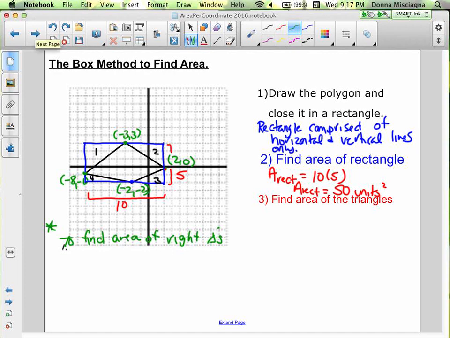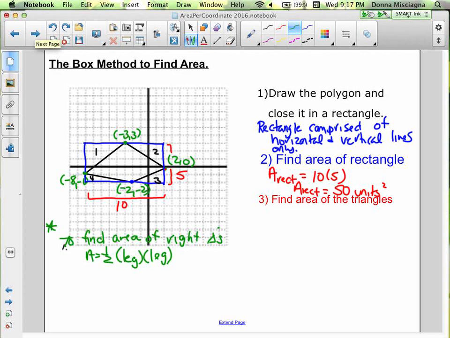Easiest triangle of all. It's going to be the area equals 1/2. The base and height of a right triangle are the 2 legs. All right, so that's always what we're going to use when we're finding the area. All right, so now we need to find the area of all those triangles.